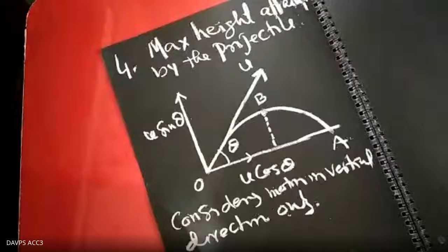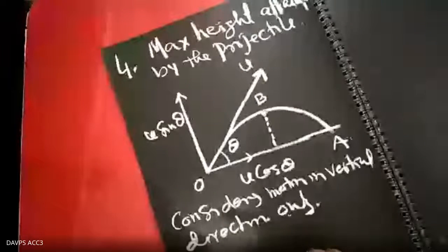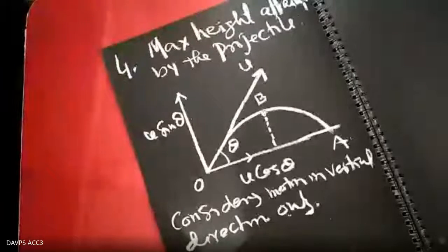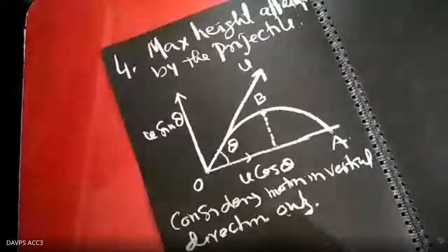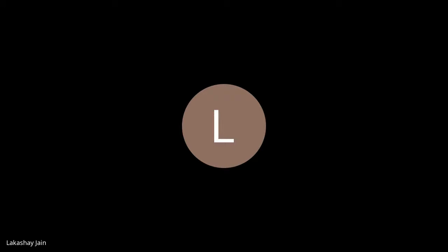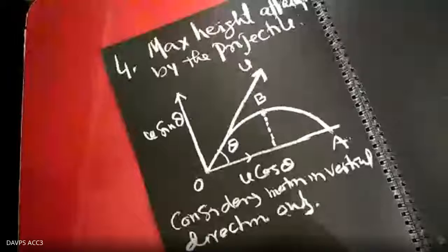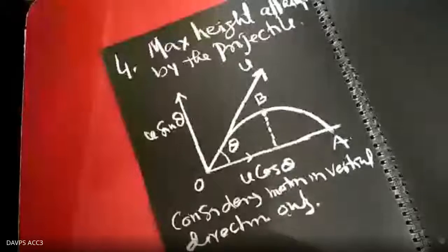Sir, u cos theta. Zero. Who said u cos theta? Aishik Chatterjee. Who is telling? What's your name, beta? Sir, Anisha. She says it is zero. Or, on another side, Suramya says u cos theta. What's your name? Lux Jain. Okay. U cos theta.